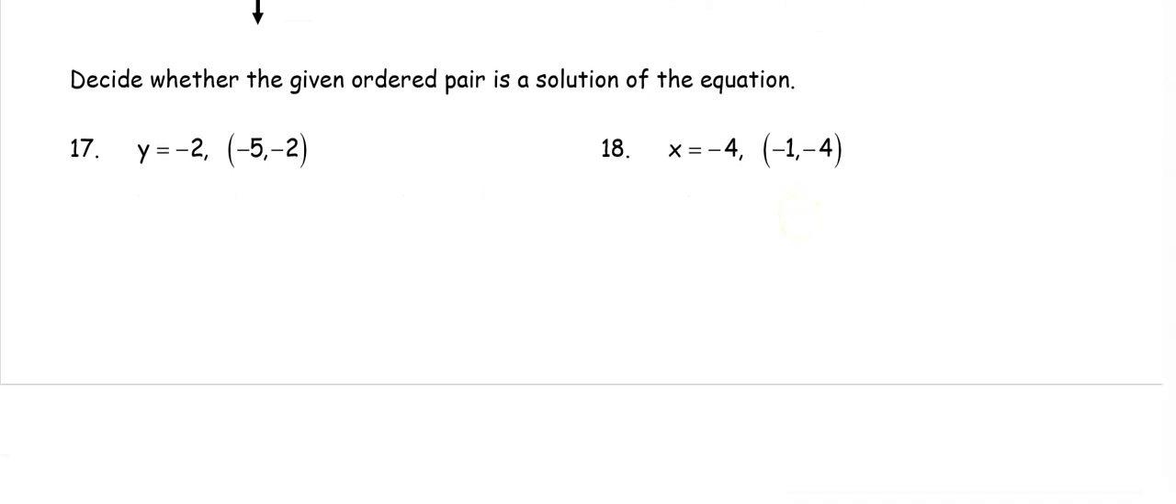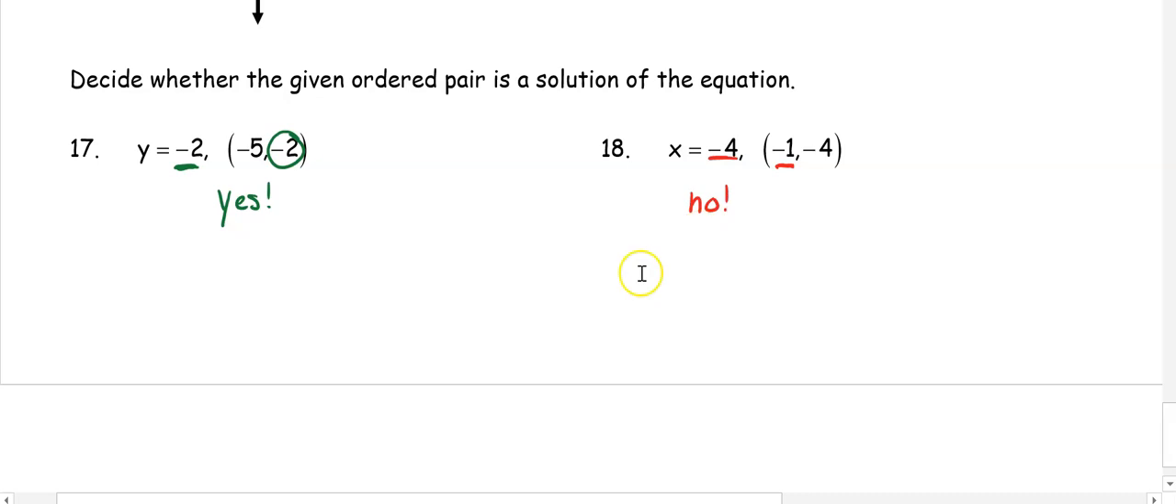In our last ones, using the equation then, just like we did above, we want to look at the equation and then the coordinate. So if we have y equals -2 and y is -2, yes, this would be a solution. But on number 18, I'm looking for x equals 4, but I have x equals -1, so this is not on the line and not a solution to the equation.